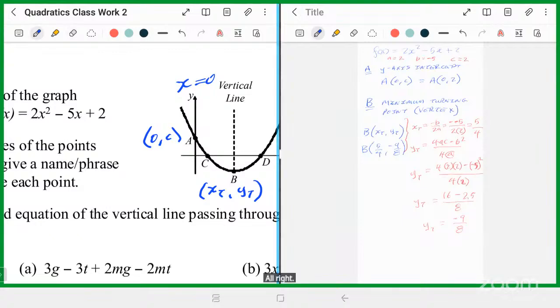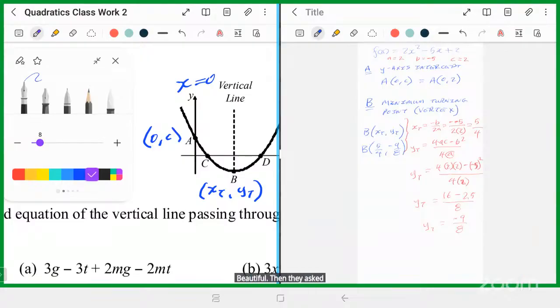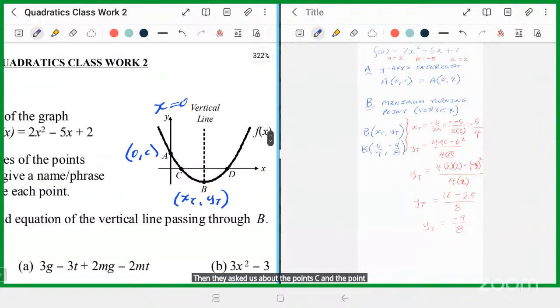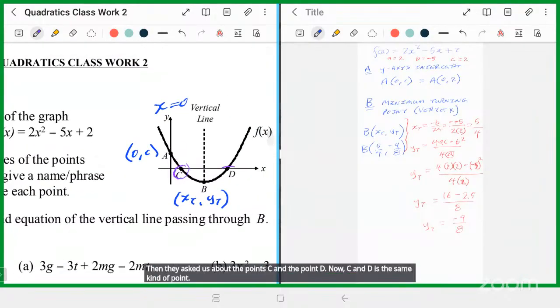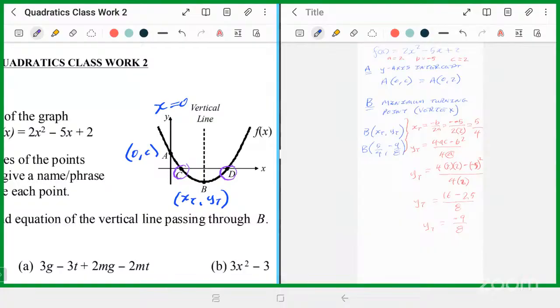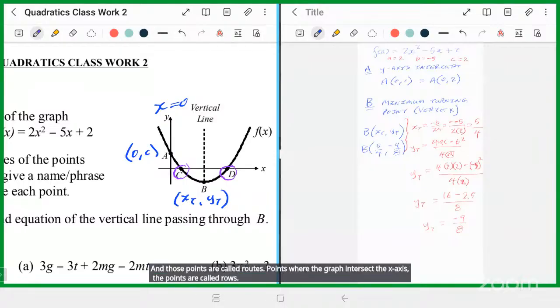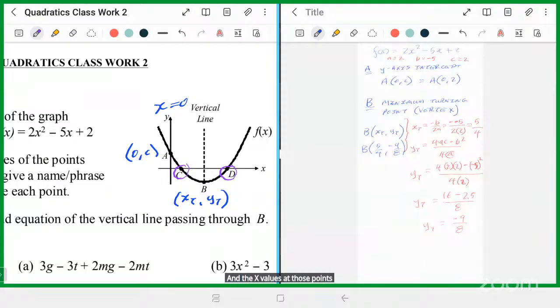Beautiful. Then they ask us about the point C and the point D. Now C and D is the same kind of point. They are intersection of the curve with the x-axis. And those points are called the roots. Points where the graph intersect the x-axis, the points are called the roots. And the x values at those points are also called roots.